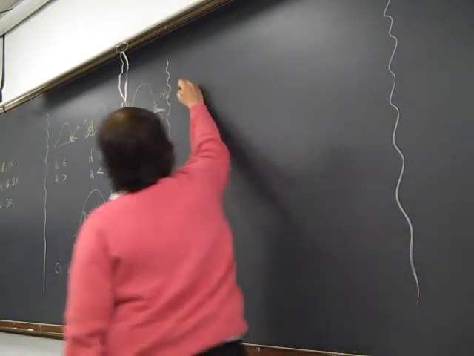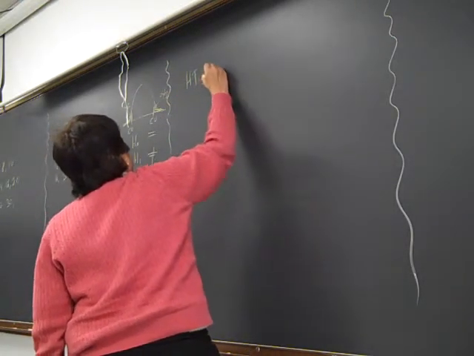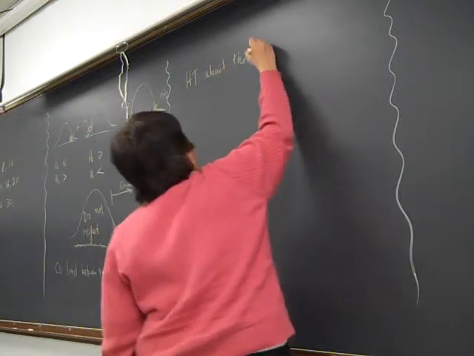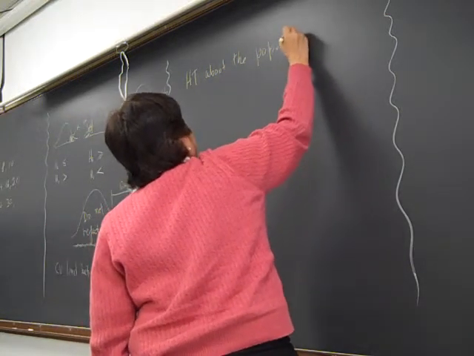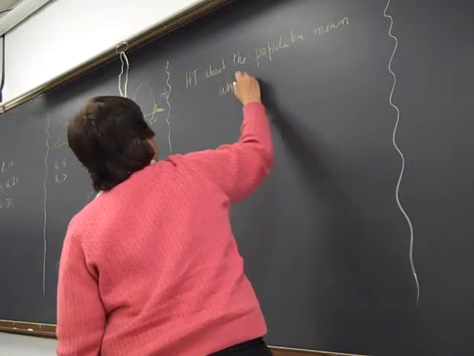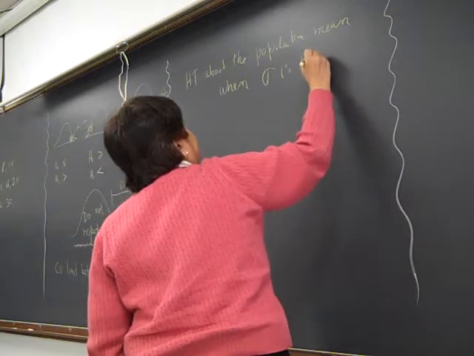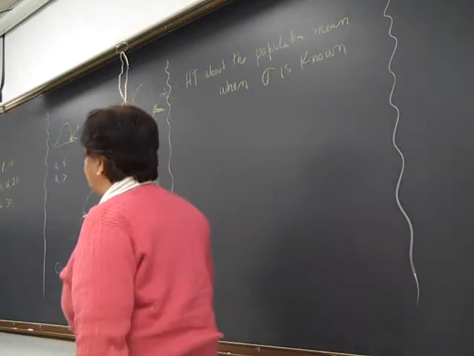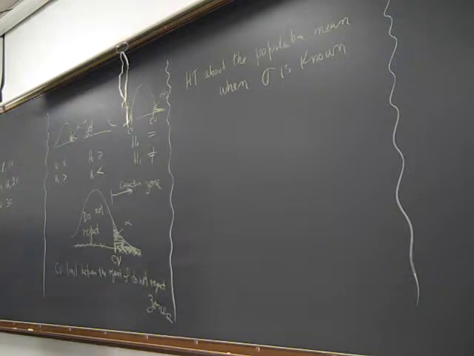So, today we're going to cover hypothesis testing about the population mean when sigma is known. Hypothesis testing of the population mean. Remember, hypotheses are assumptions about the value of the population parameter. Okay? And the population mean is a population parameter.